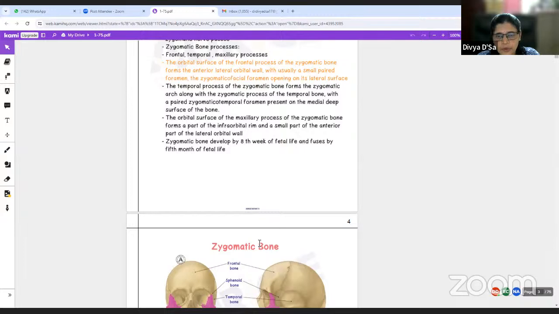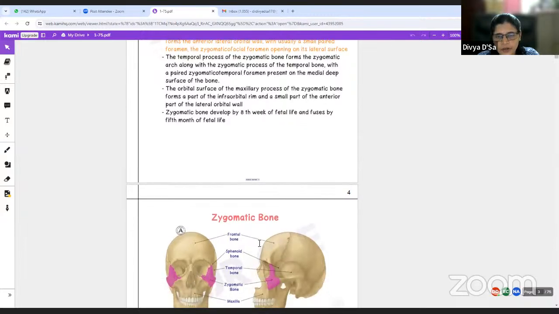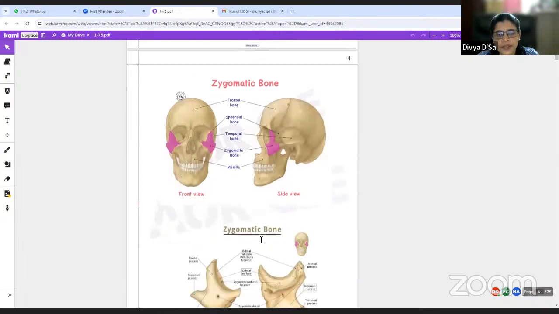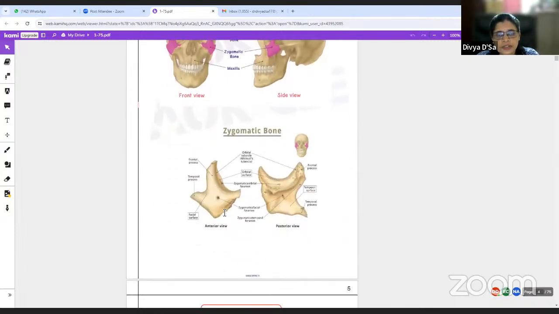Then the zygomatic bone usually develops by the 8th week of fetal life and it fuses by the 5th month of fetal life. So this is how it is when you see it individually. This is the zygomatico-facial foramina you are seeing. This is the frontal process, this is the temporal process, and this is the zygomatic process. This is the tubercle on the inner side, which forms a part of the lateral wall, known as Whitnall's tubercle.